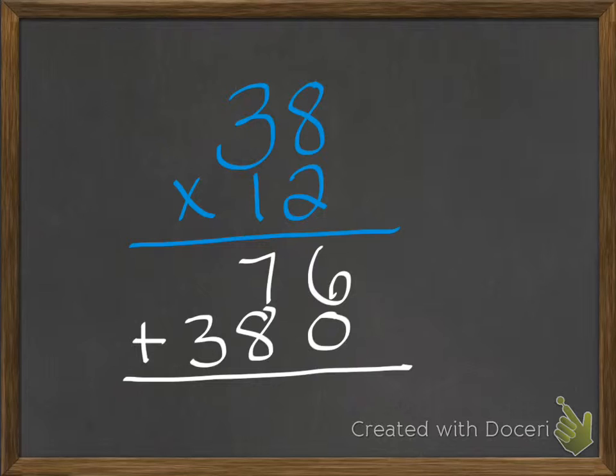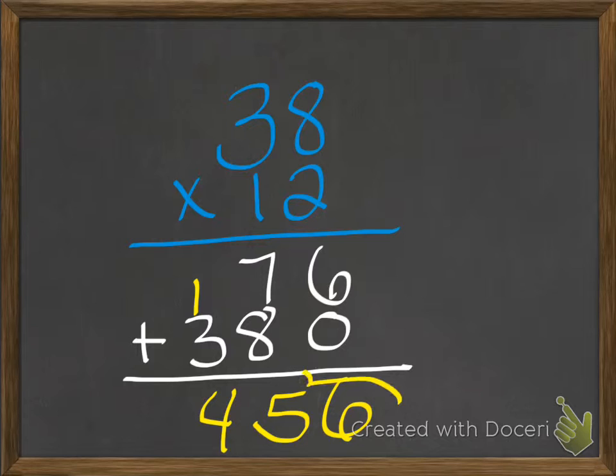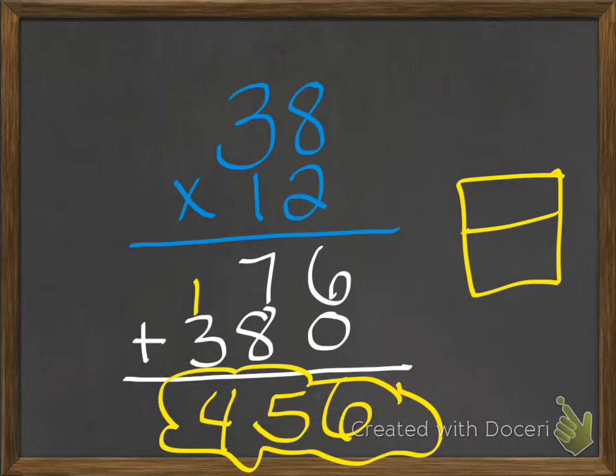Now add them together. 6 plus 0 is 6. 7 plus 8 is 15. Carry the 1, and 1 plus 3 is 4. 456 is our answer, just like when we did it using an array.